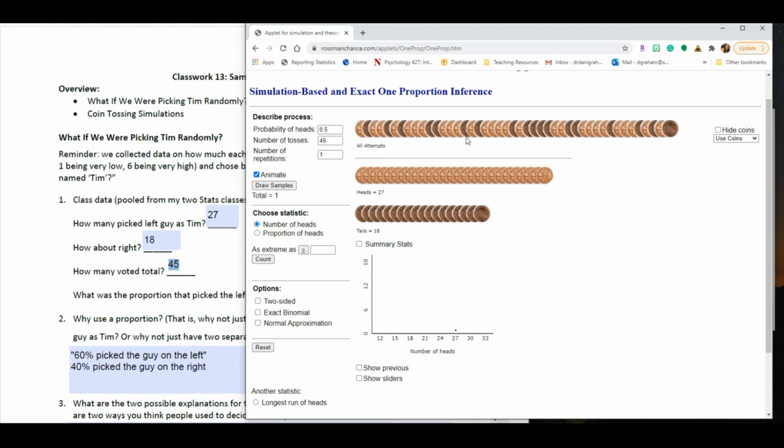So the computer flipped these 45 coins and it counted, okay, that one's heads, that one's tails, that one's heads, heads, tails, heads, tails, heads, heads, heads, tails, tails, heads, heads, heads, and so on. And so it just flipped all 45 and then it said, okay, let's count up how many were heads. 27 came out heads, which is funny because that matches our empirical sample in this case. And if you're doing this at home, you probably got something different because it's random. And 18 tails. So that's really interesting.